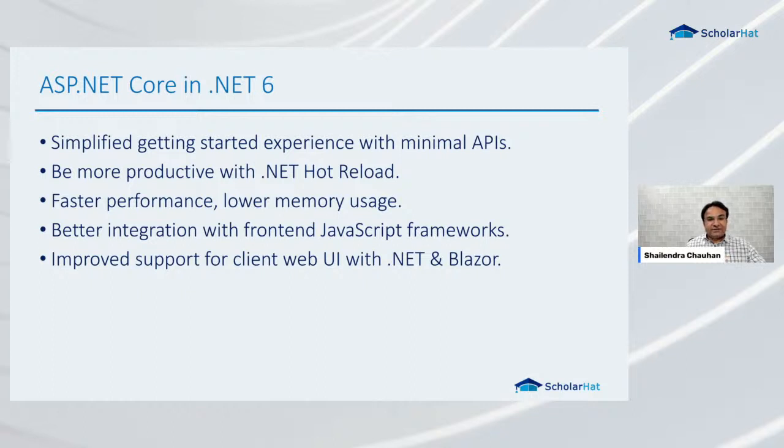So whatever changes you are making in the CSHTML page, those changes we can reflect in the browser without restarting my application. Even in performance, it is better than .NET 5. With each version of .NET, Microsoft is constantly improving the performance. So .NET 5 was better than .NET Core 3.1, .NET 6 is better than .NET 5, and similarly .NET 7 will have better performance than .NET 6. With each release, they are updating the set of APIs so that we have better performance.